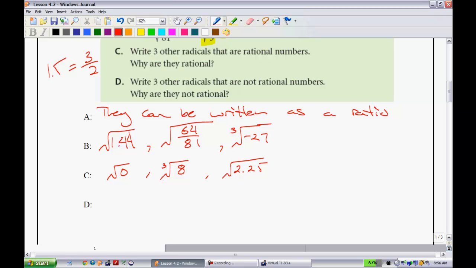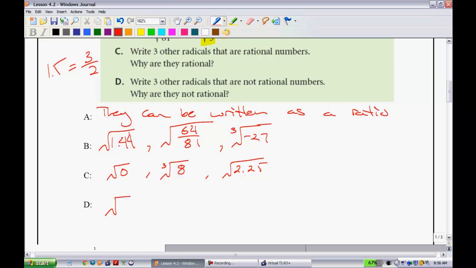Okay. So why are they rational? Well, basically we just talked about that. We can put them as a fraction. So D says, write 3 other radicals that are not rational numbers. Why are they not rational? Well, I would take numbers that are not perfect squares, that are not perfect cubes, and so on.